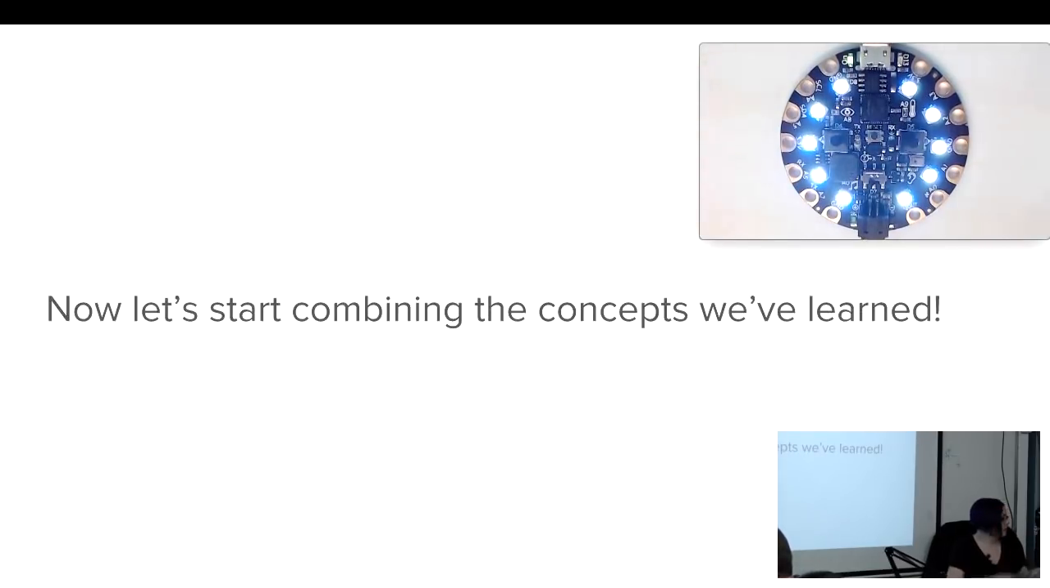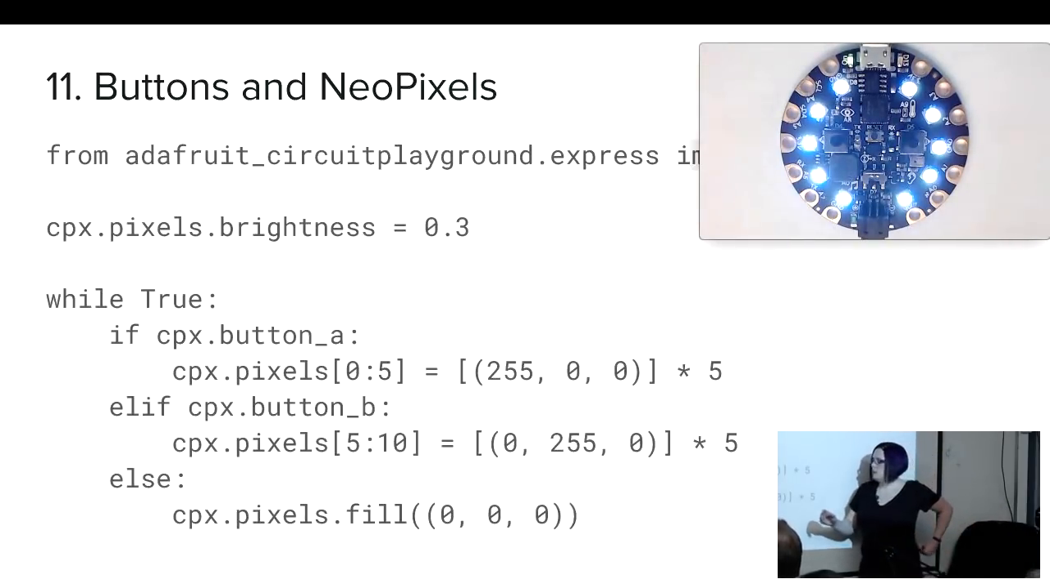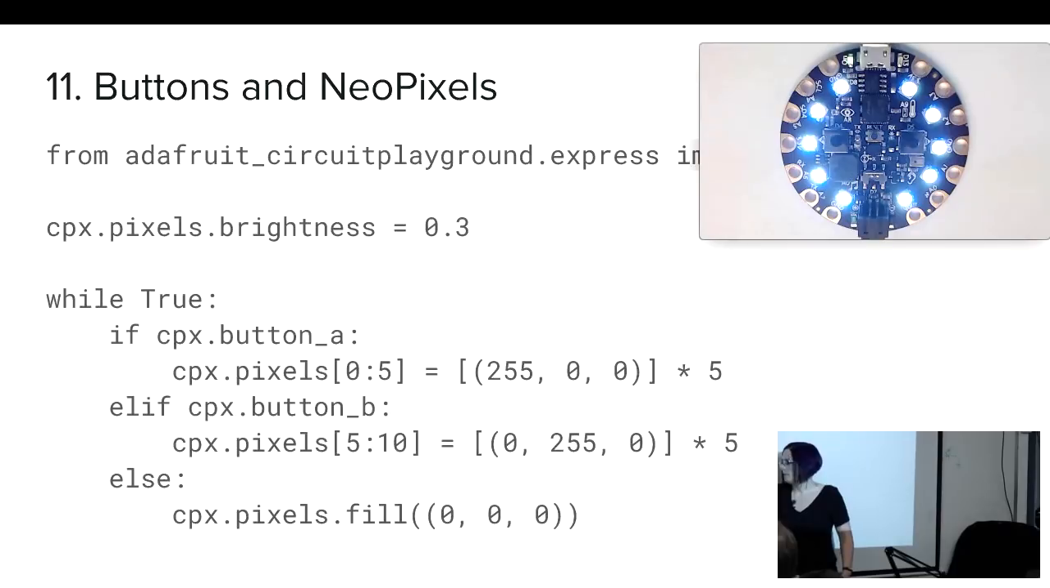All right. So now we're going to start combining all the things that we've covered, working towards combining them all together. First, we're going to do this piece of code with the buttons and the LEDs. The pixel code supports what's called slicing. Slicing is a way of taking a set of things and doing something with only part of them. So here, if button A, we're going to do something to only the first five LEDs. And if button B, we're going to do something to the second set of five LEDs, so half and half.